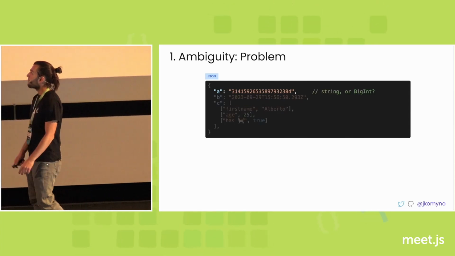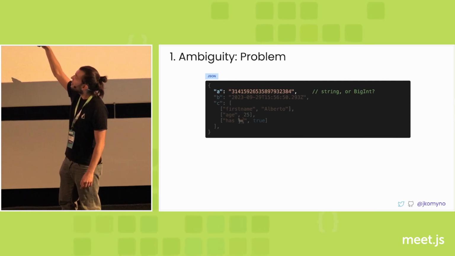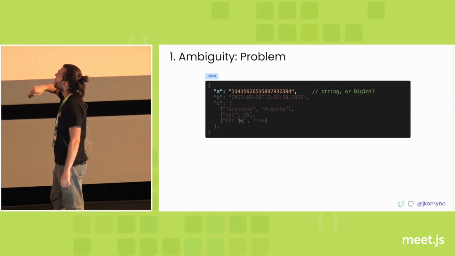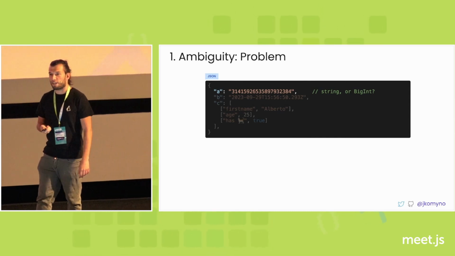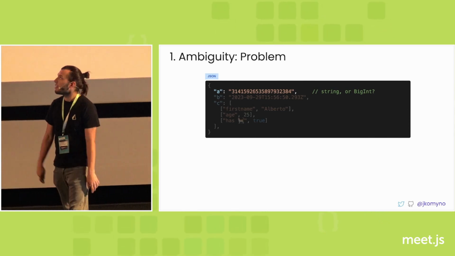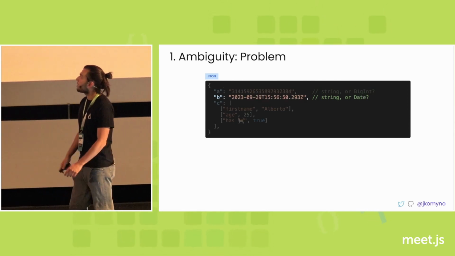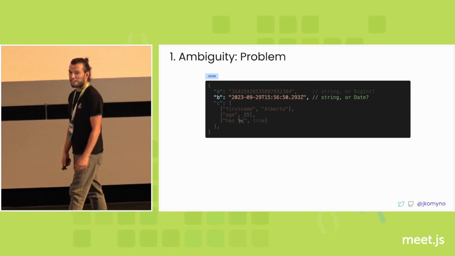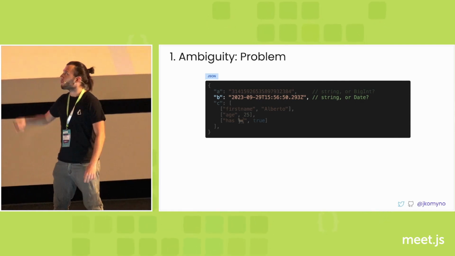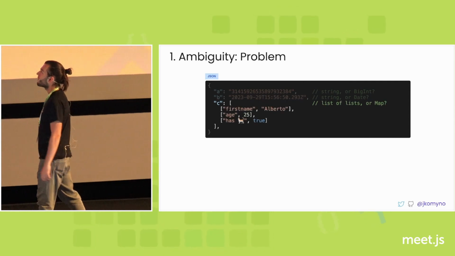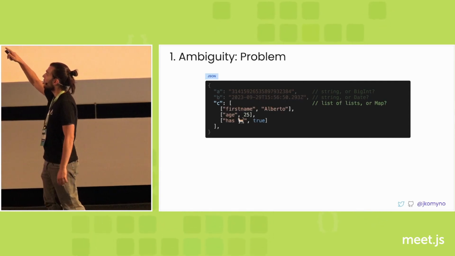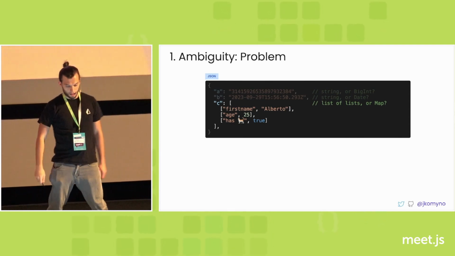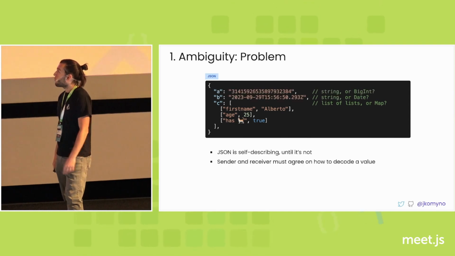So let's start with the first one. There will be the first series of numbers from the pi. And turns out it's encoded as a string. So what do we want to do with that? Is that a big int, because technically it fits, or is that a string? What about this? Is that an ISO something date, or is that just a normal string that we want to store somewhere? How do we want to treat that data? And what about this? Is it a list of lists, or is it the input parameter for a map object in JavaScript? Turns out we really don't know.